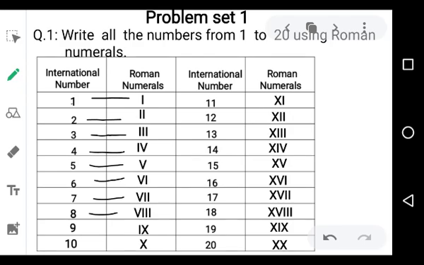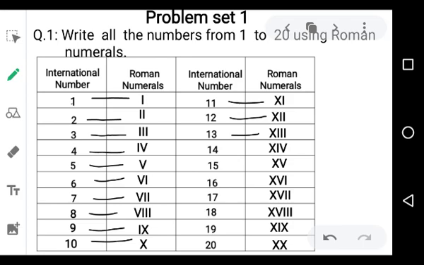9. We have to write 10 minus 1. 10 minus 1 will be IX. And for 10 we have the symbol X. 11 means 10 plus 1. 10 plus 1 means X and I on the right of X. 12 means 10 plus 2, X and 2 times I. 13 means 10 plus 3, X and 3 times I.